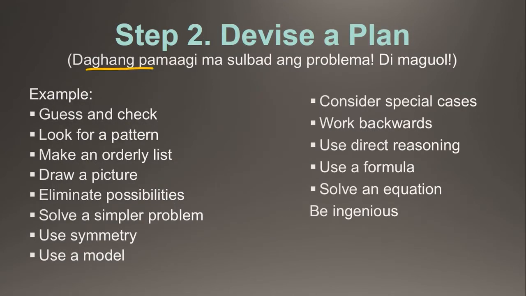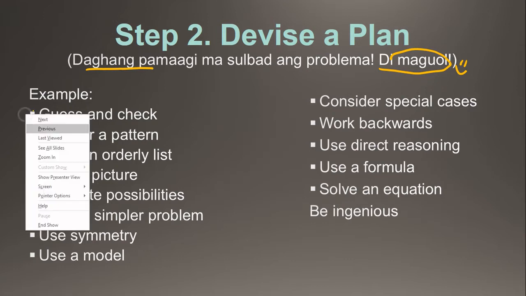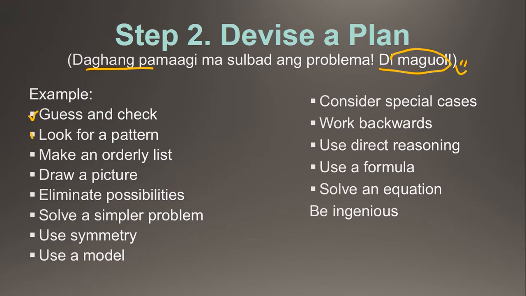So, mo na siya. Step 2 is devise a plan. So, daghang pamaagi masulbad ang problema, so di maguul. Mo ni siya ang mga pwede ninyong buhaton, mga plano na pwede buhaton para masulbad ang problema. First is guess and check, tag-an. Next is look for patterns. Make an orderly list. Draw a picture, eliminate possibilities, solve a simpler problem, use symmetry, use a model, consider special cases, work backwards, use direct reasoning, use a formula, or solve an equation.